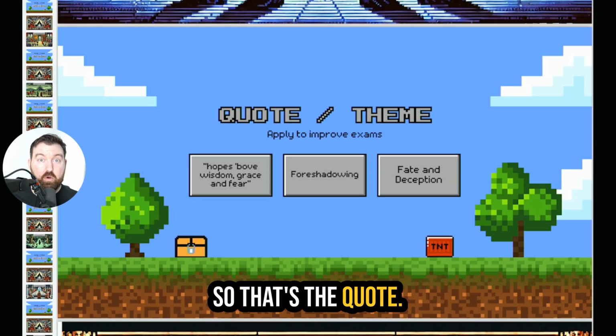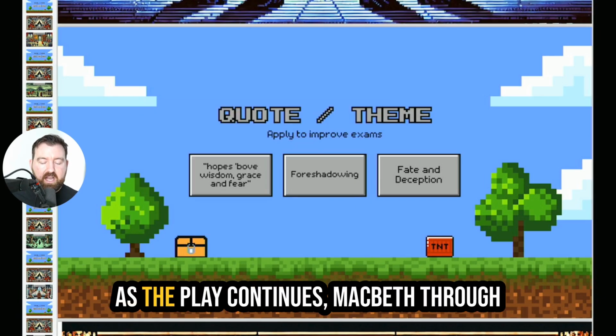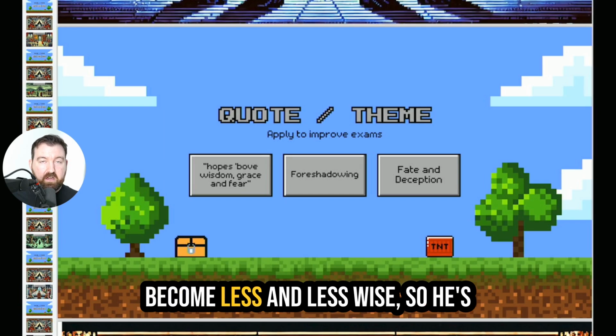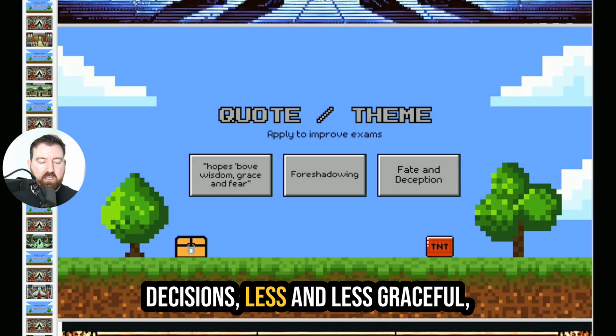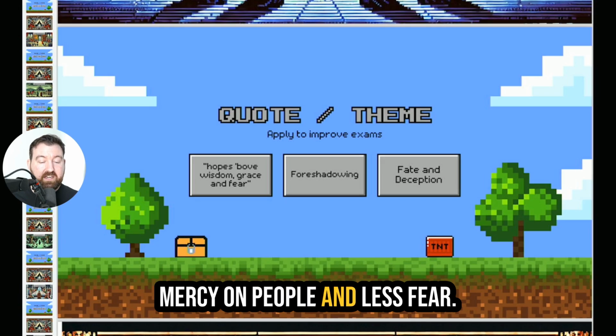So that's the quote. And that is foreshadowing what's going to come later. As the play continues, Macbeth, through that theme of deception, is going to become less and less wise. So he's going to make more and more stupid decisions, less and less graceful. So he's going to show less and less mercy on people, and less fear.